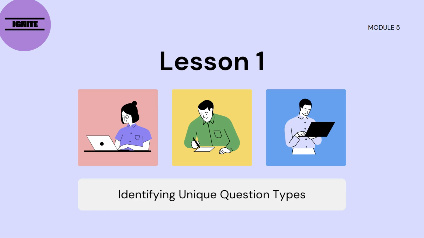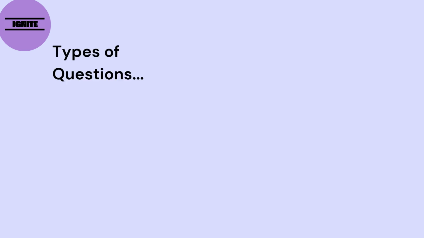Today, we'll be covering Lesson 1 of Module 5, Identifying Unique Question Types on the Math section of the SAT. Now, what are these types of questions that we'll see, and how do they differ from the last module in those kind of math questions? Well, these math questions are more oriented towards the geometry and statistics parts of the SAT.